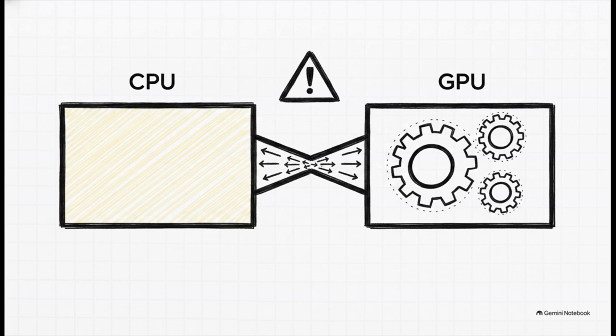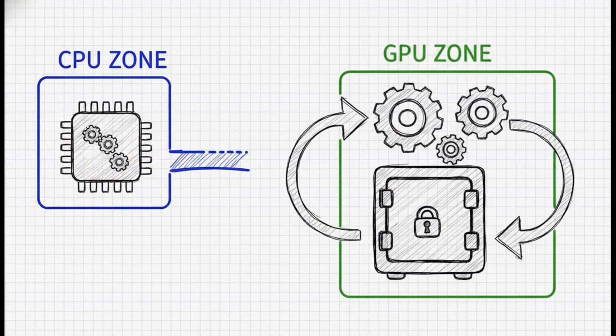Remember that physical bridge between the CPU memory and GPU memory we detailed earlier? Sending data across that bridge is incredibly slow compared to the lightning-fast calculation speeds of the GPU cores themselves. If your code is secretly making round trips across this bridge for every little calculation, your GPU will just spend all its time waiting for data to arrive, which completely negates the benefits of using an accelerator in the first place. So this is where you step in and take back control.